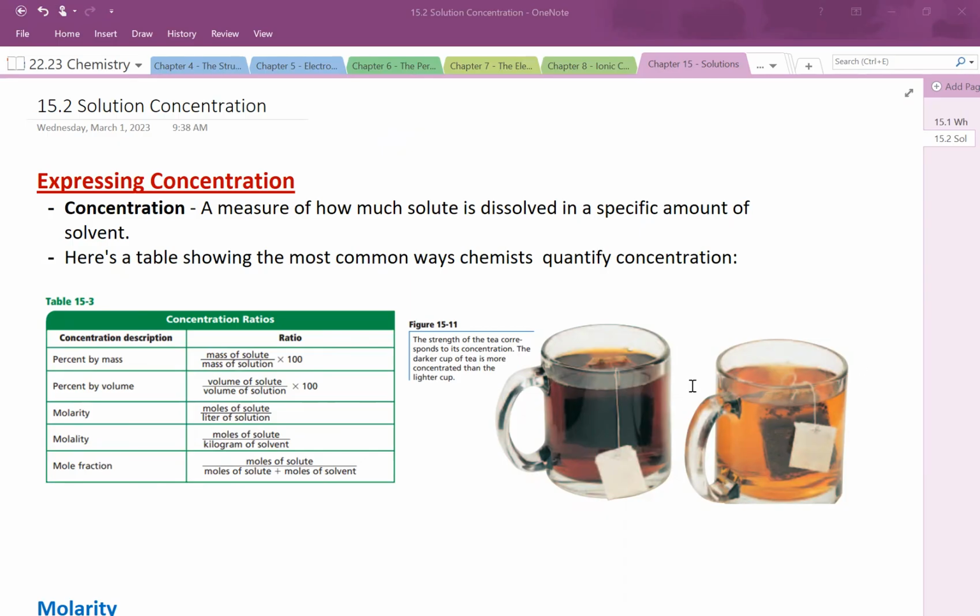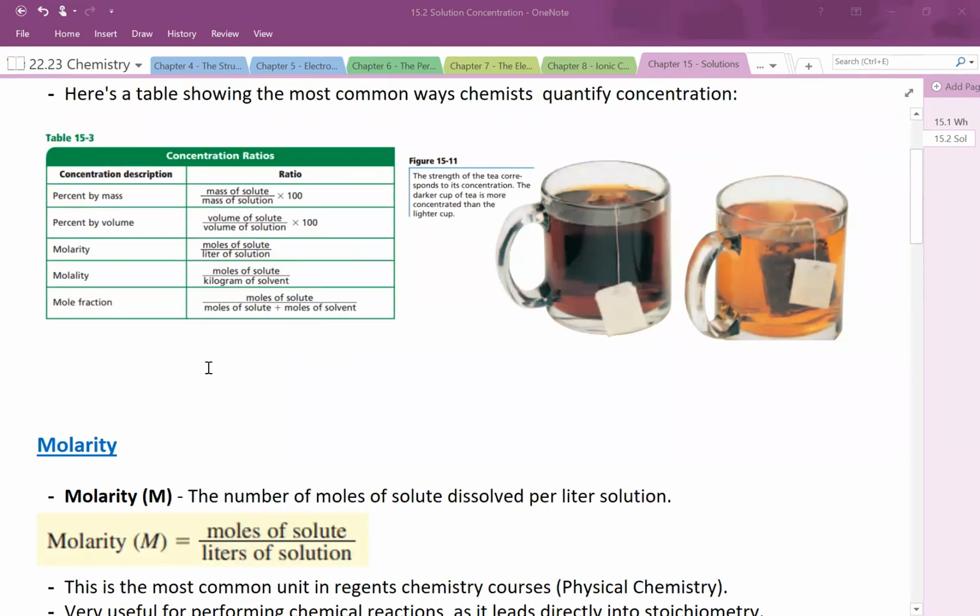But I also wanted to give you a visual example with these two cups of tea. If these are the same type of tea, the cup that is lighter is generally going to be considered less concentrated than the darker cup, right? It's darker because it has more stuff in that same volume.